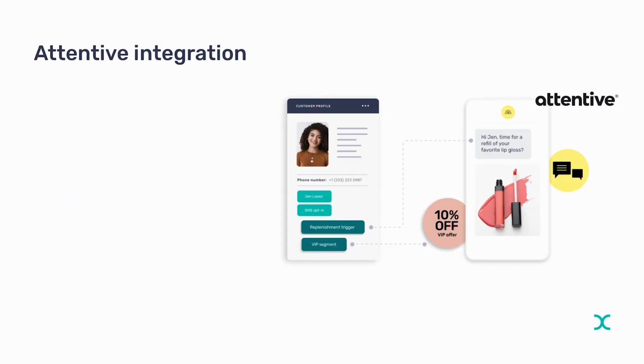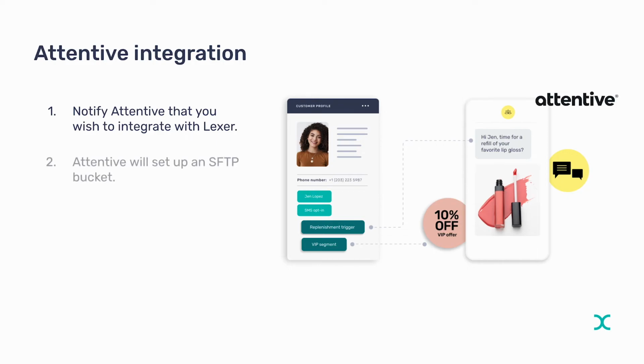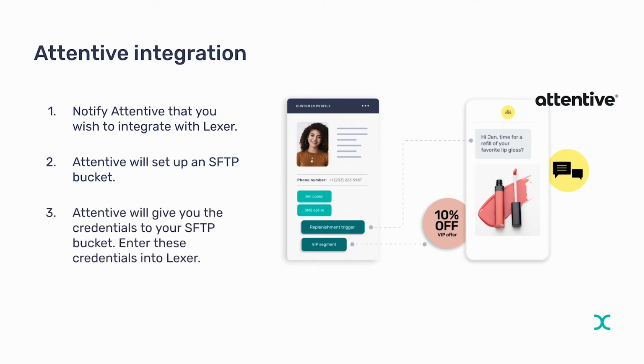Now, once your account is connected, you will need to notify Attentive that you wish to integrate your account with Lexer. Once you do so, Attentive will then need to set up an SFTP bucket for you. This is to make sure that data in both Lexer and Attentive stays in sync. For more information on this, check out our Attentive article on learn.lexer.io. Simply search for Attentive. Once Attentive has set up an SFTP bucket for you, they will give you the credentials, and you can enter these credentials into Lexer to complete the setup.